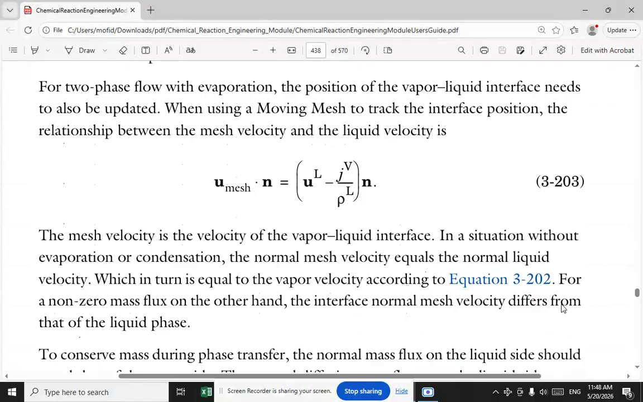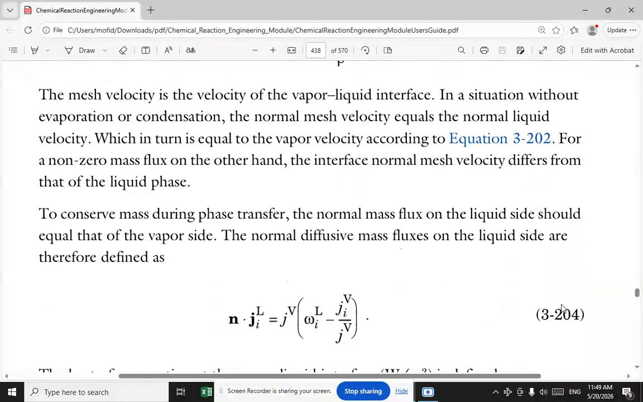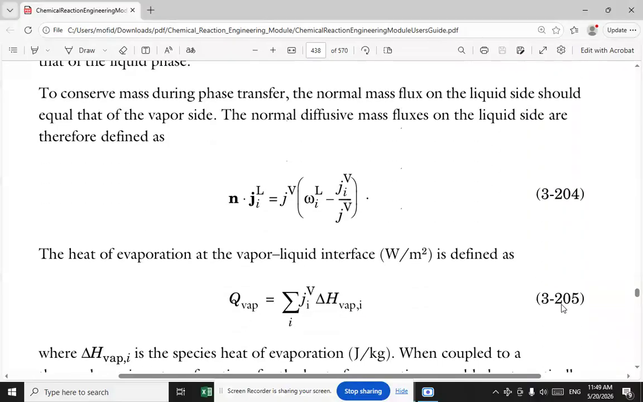For two-phase flow with evaporation, the position of the vapor-liquid interface needs to also be updated. When using a moving mesh to track the interface position, the relationship between the mesh velocity and liquid velocity is as follows. The mesh velocity is the velocity of the vapor-liquid interface in a situation without evaporation or condensation. The normal mesh velocity equals the normal liquid velocity, which in turn is equal to the vapor velocity according to equation 3-202. For a non-zero mass flux, on the other hand, the interface normal mesh velocity differs from that of the liquid phase. To conserve mass during phase transfer, the normal mass flux on the liquid side should equal that of the vapor side. The normal diffusive mass fluxes on the liquid side are therefore defined as follows.